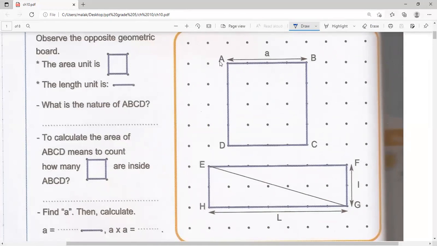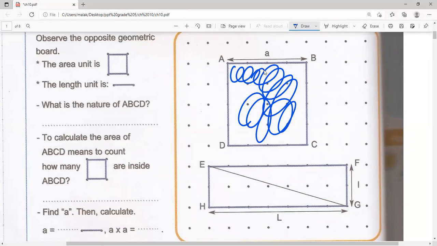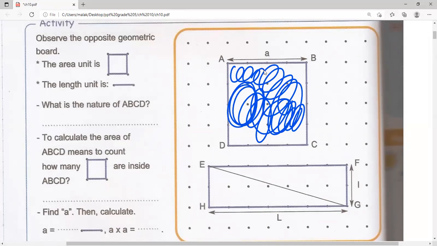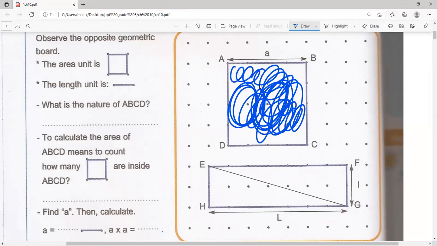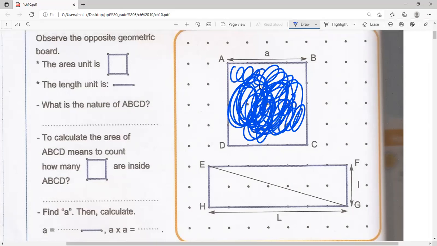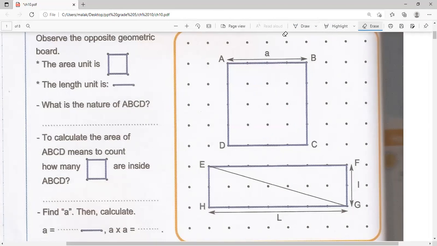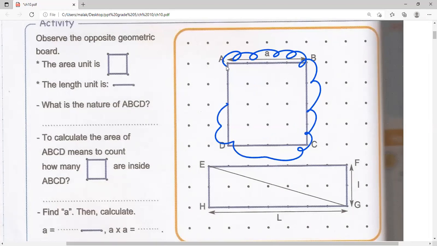For example, if we look here at this square ABCD, if we want to find the distance that's inside this square, it means that we are finding the area of this square. Okay? Area means the distance that's inside any shape. Whereas if we want to find the distance that surrounds this square, it's not the area, it's the perimeter. We are finding the perimeter of this square.